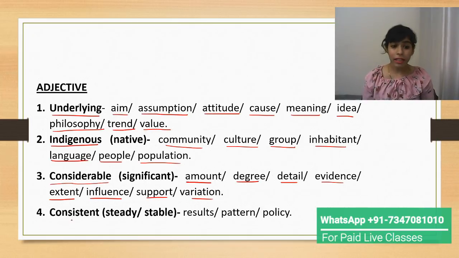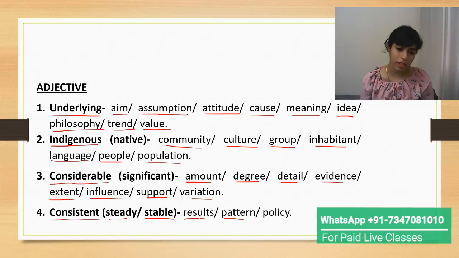Now the last adjective is consistent, and consistent means steady and stable. Okay, it means something steady, something stable. So consistent policy, consistent pattern, consistent results. So she has been getting 6.5 regularly, from the last 3 attempts. So what is the reason? What can we say? She has been getting consistent results since the last 3 attempts. So this is the way we can use it.